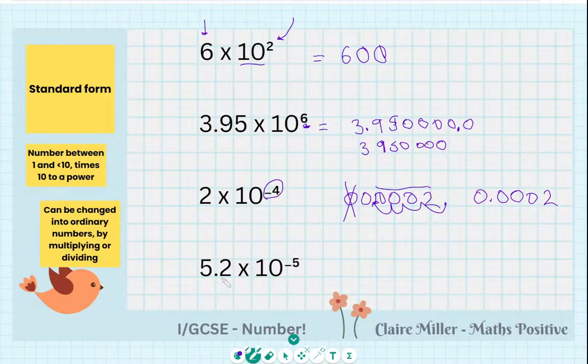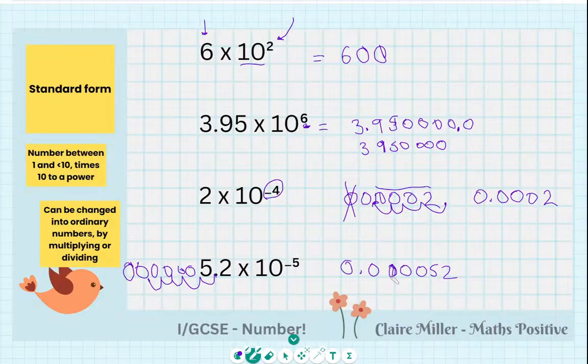And then this last one, 5.2 times 10 to the minus 5. Again, we're dividing by 10 5 times. So again, if it helps you, you could think of some leading zeros here, because all numbers have these zeros that we just don't write, because it would take too long. We'd be going on forever. So 1, 2, 3, 4, 5. We're going to end up with 0.0000052.